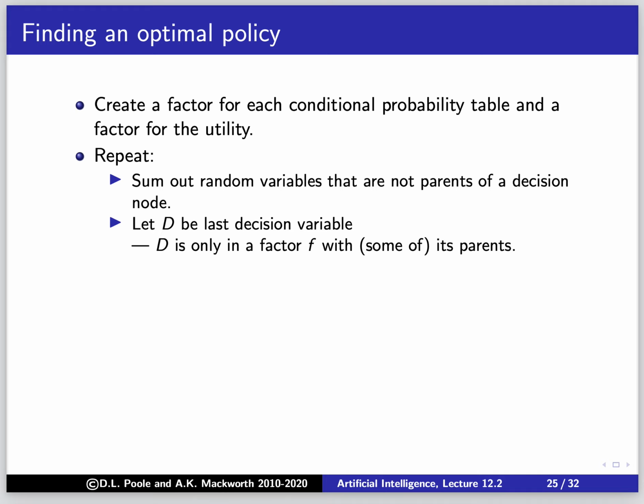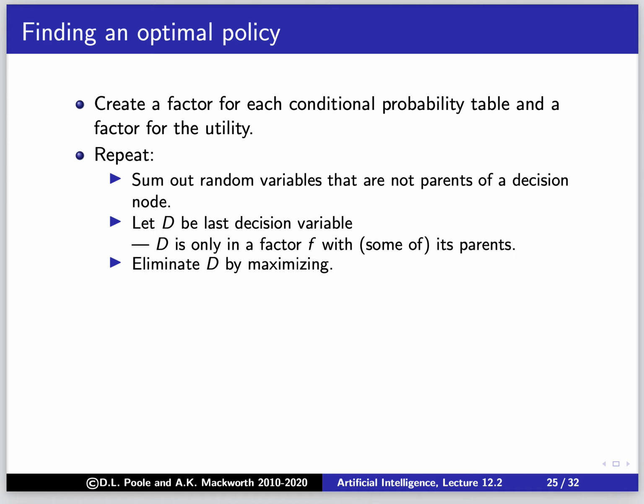Now, if we've summed out all the variables that are not parents of a decision node, D is only in a factor with some of its parents. These parents are things that are going to be observed. So we can eliminate D by maximizing. Because it's in a factor with its parents, we can choose the maximum value associated with each set of parents.